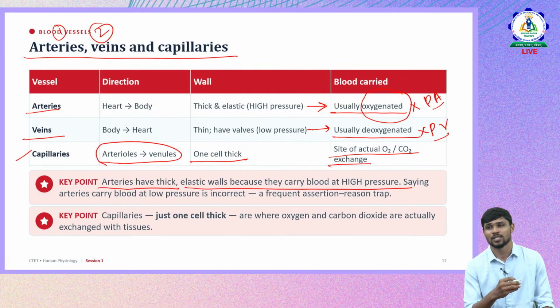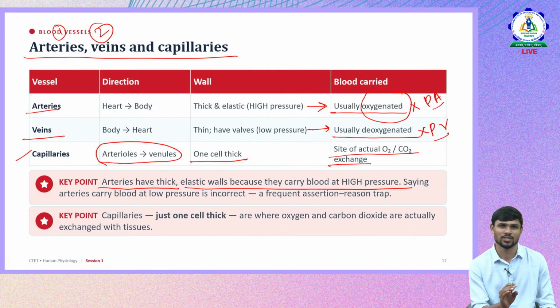So if there is high pressure in the blood vessel, what should be the thickness of the walls of those vessels? They should be thick, very thick. Deoxygenated blood will be coming from body parts to the heart, so these won't have high pressure. Since there is no high pressure, their walls will be thin in nature. This also you remember.